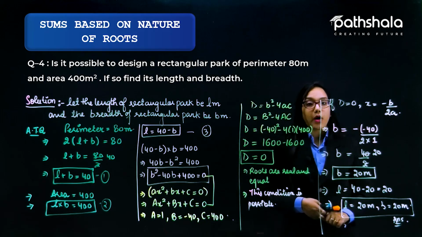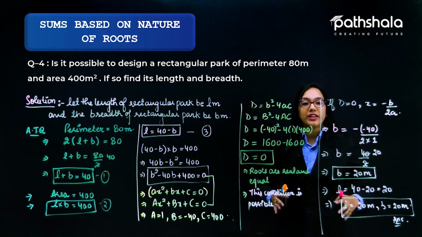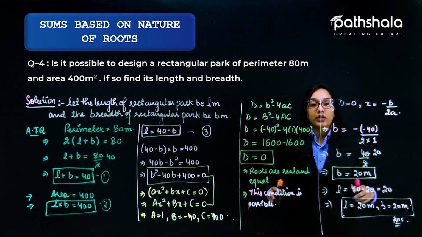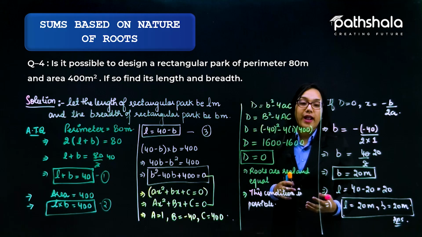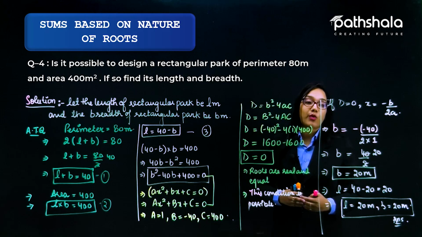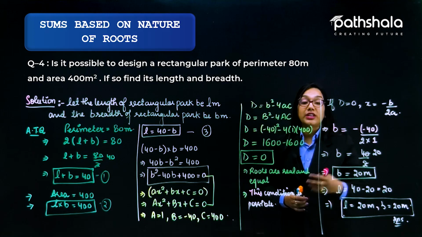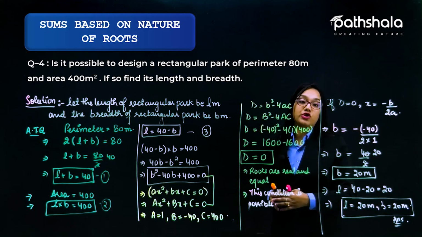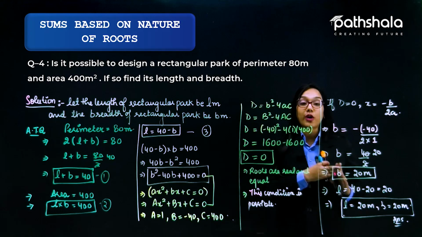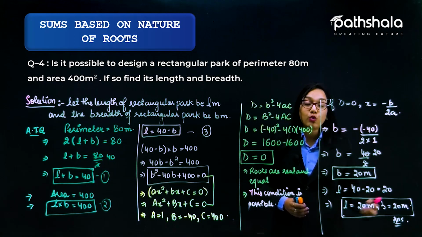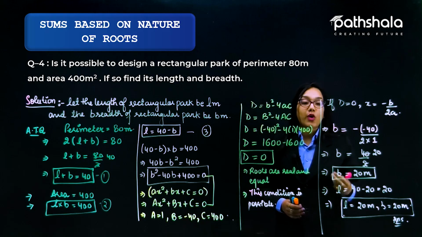So this is all about the sums which are totally based on the nature of the roots. Moreover, this is the end of our chapter, quadratic equations, in which we have studied what a quadratic equation is, what the standard form of the quadratic equation is, how we can find the roots of a quadratic equation using three different methods, that is the factorization method, the completing the square method, and the quadratic formula method. And then we have studied the nature of the roots and what we can conclude through the roots of a quadratic equation.